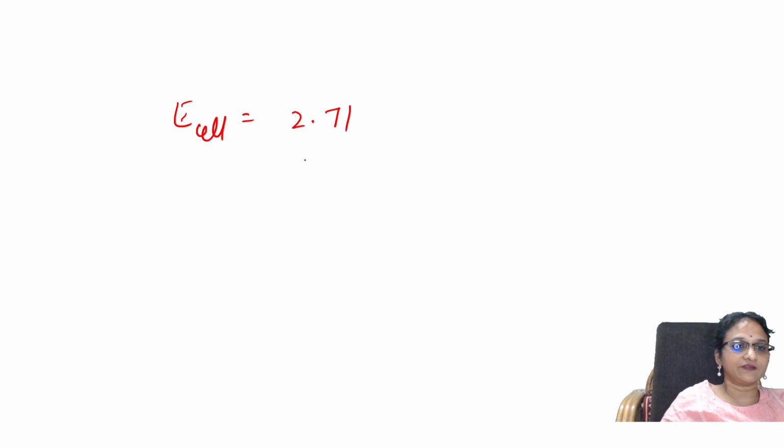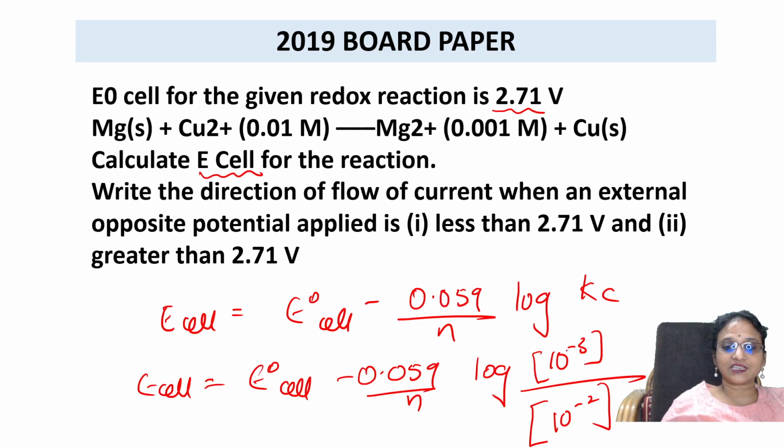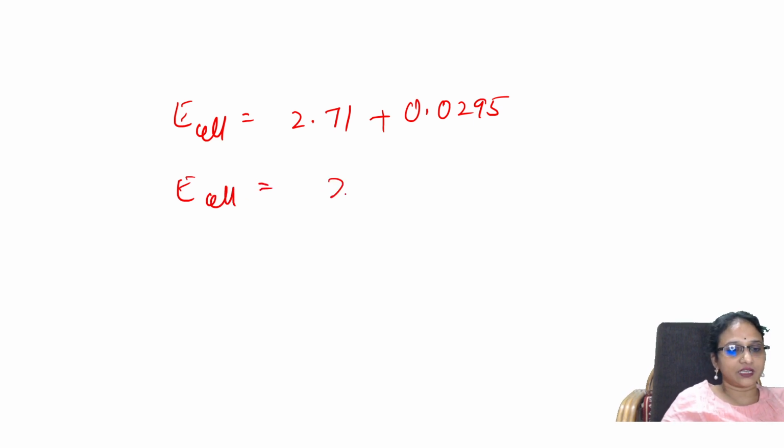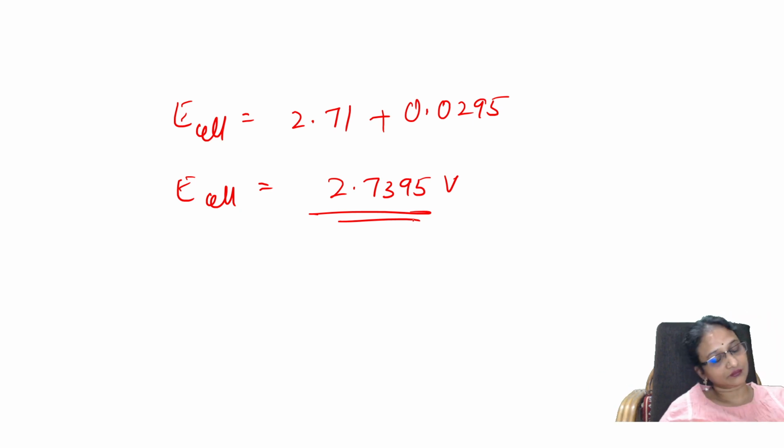Yes, that's already given. Plus, when you solve this equation, this is 3 log 10 over 2 log 10, correct? Log 10 is 1. So when you divide, you get an answer of 0.029. So that is the E cell value I got. Please check your answer with this.